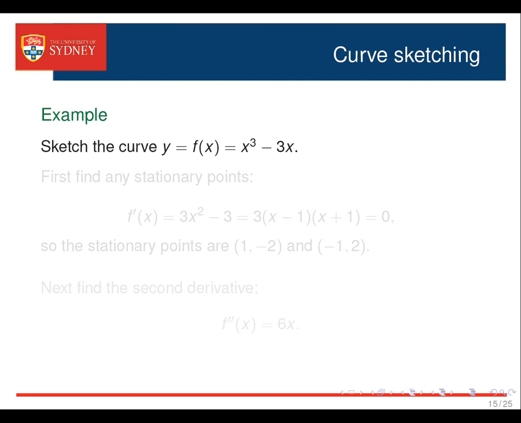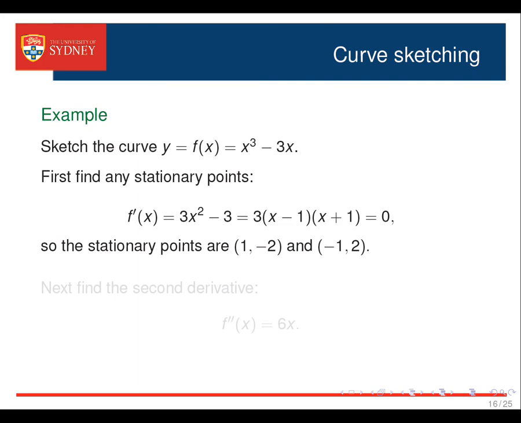Now, for example, let's consider sketching the curve y equals x cubed minus 3x. First, find the stationary points. You are probably familiar with this step, but let me repeat again. To find the stationary points, differentiate the function, let it equal 0, and solve for x. So here, stationary points are (1, -2) and (-1, 2).